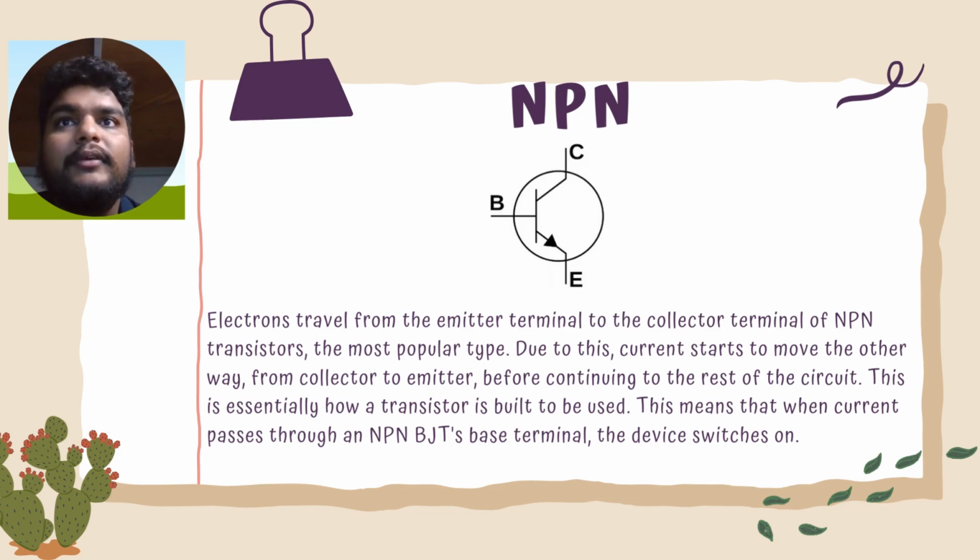In an NPN transistor, electrons travel from the emitter terminal to the collector terminal, the most popular type. Due to this, current starts to move the other way, from collector to emitter, before continuing to the rest of the circuit. This is essentially how the transistor is built to be used. This means that when current passes through the NPN base terminal, the device switches on. So this is what an NPN transistor is.